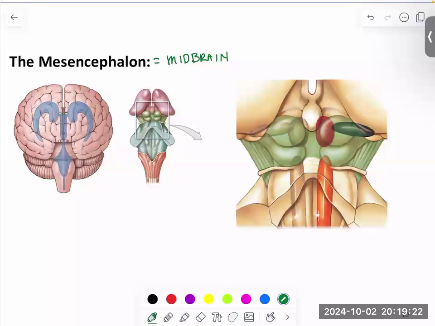This one has 3 centers I want you to be familiar with. 3 centers. The midbrain is the green region, and the midbrain has 2 structures. Both of those are called the superior colliculi.